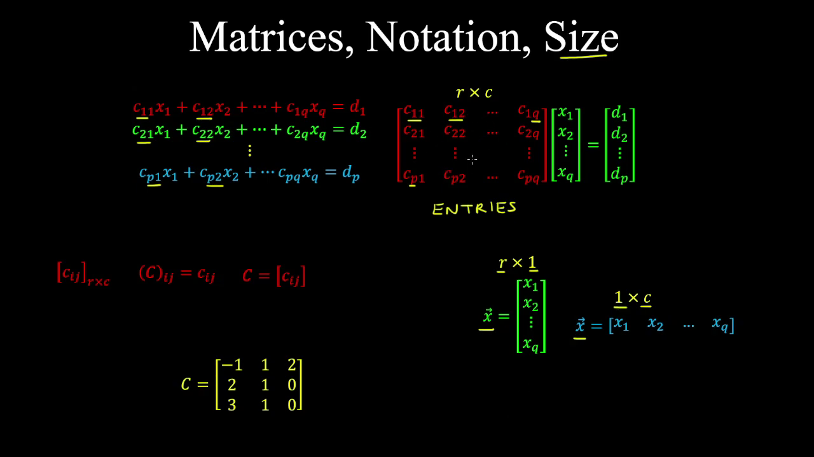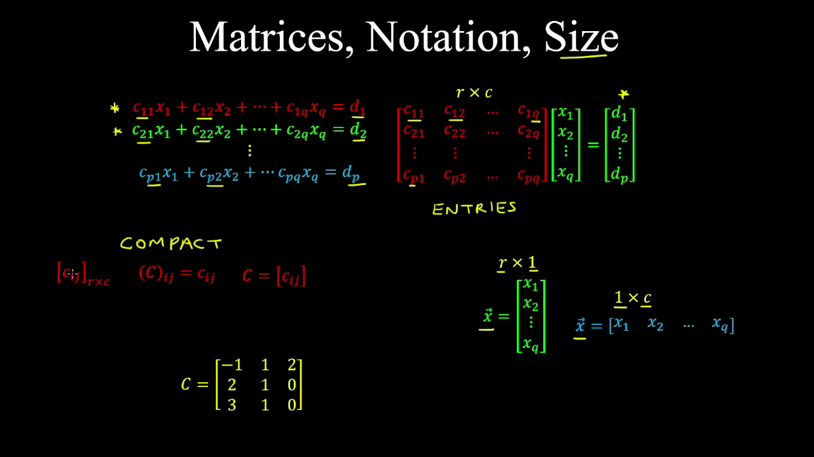And we'll see that when we multiply this matrix of coefficients by this column vector, we're going to get these equations. And the column vector on the right hand side represents these constants on the right. Now we can also use compact notation to represent matrices.